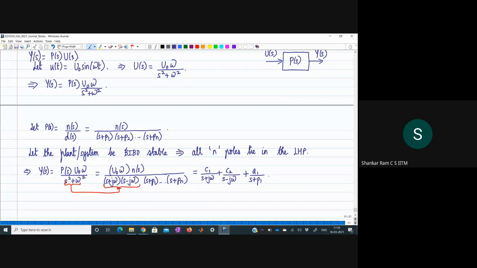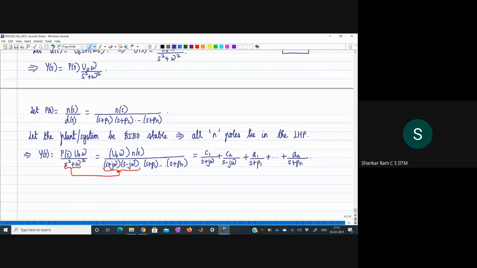So let's call this A1 divided by s plus T1, all the way till An divided by s plus Tn. Okay, so those are the residues associated with the n poles of the transfer function. So we can see that C1 and C2 are the residues associated with the factors s plus j omega and s minus j omega, and A1 through An are the residues associated with the first order terms of the n poles. Okay, so in summary, what we have done is that I'm just going one step before.